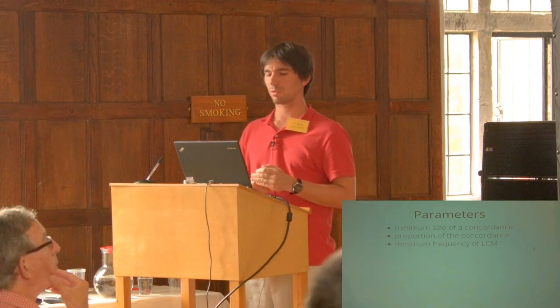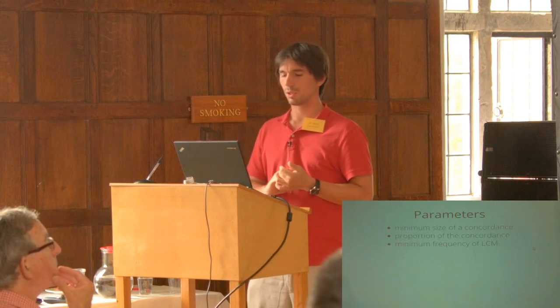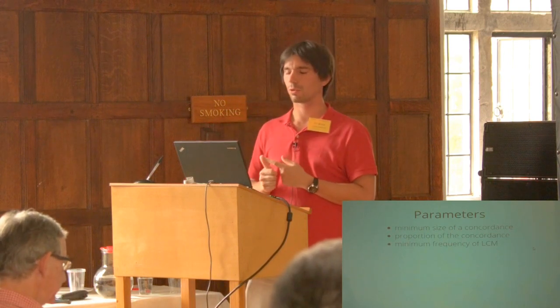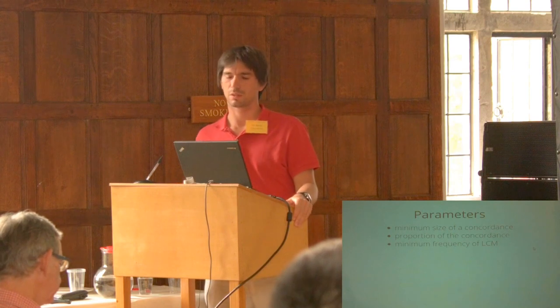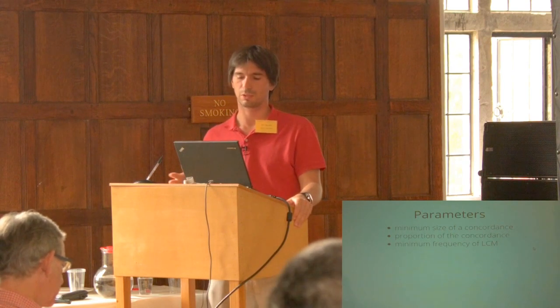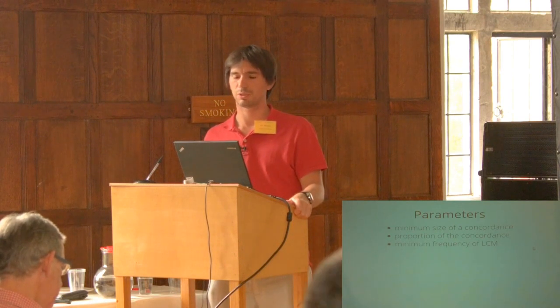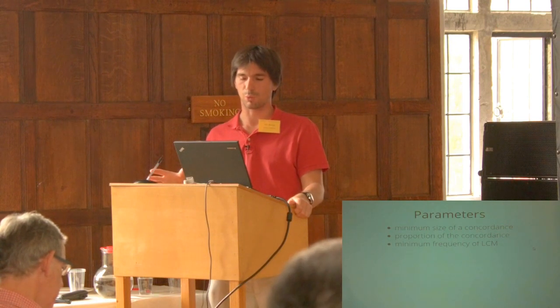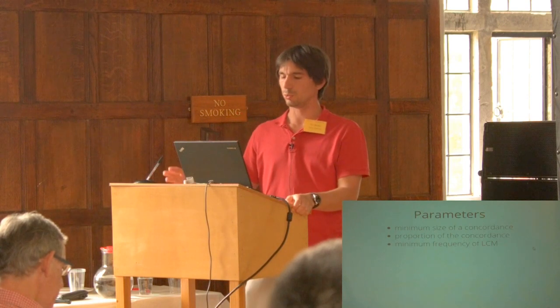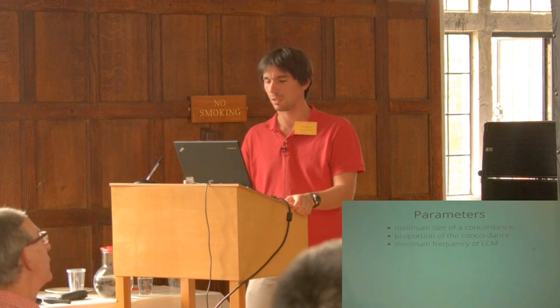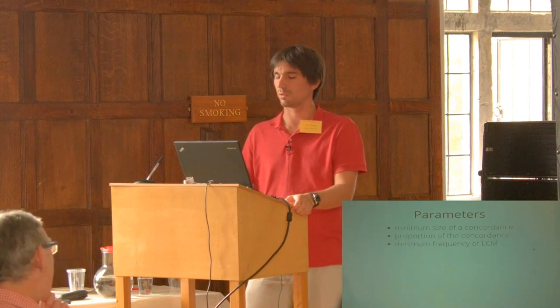The algorithm uses several parameters which can be tuned. For example, the minimum size of a concordance. There is probably no point in extracting longest commonest matches for concordances with 3 or 4 lines. Probably the most important parameter is the proportion of the number of found longest commonest matches to the size of the whole concordance. And another parameter is the minimum frequency of the result.